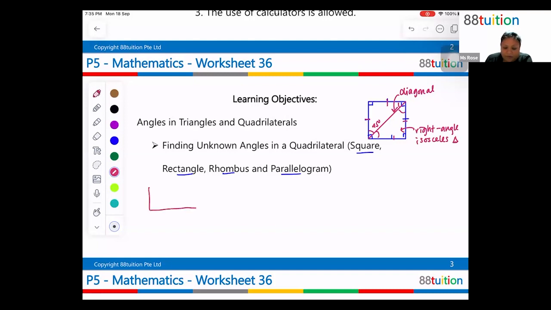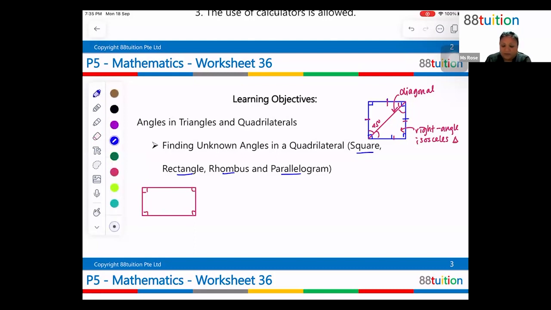All right, now, for a rectangle, if you have a rectangle, again, this is also a right angle. But the diagonal does not give you an isosceles triangle. So the diagonal does not serve any function for a rectangle whereby you cannot divide the angle equally.